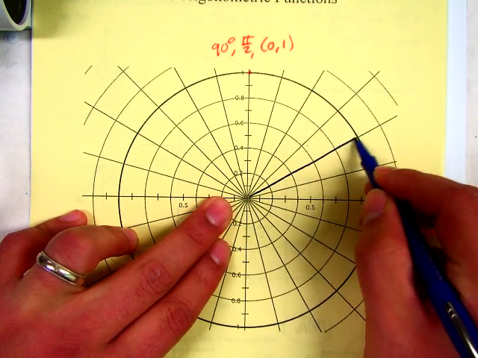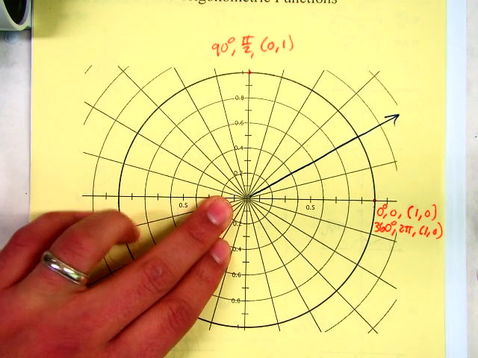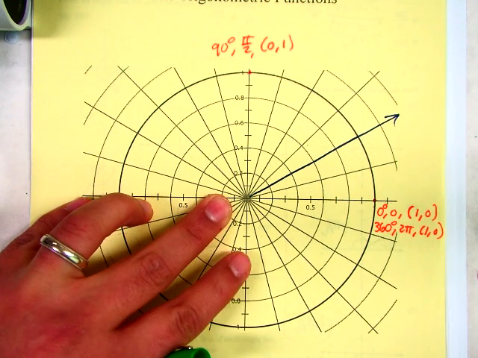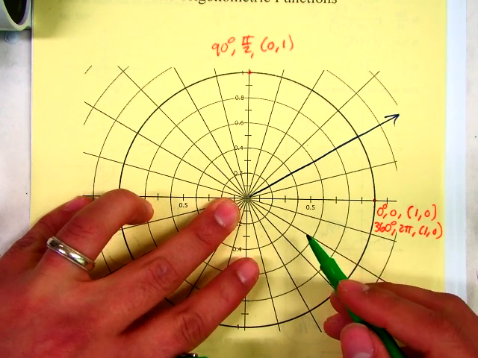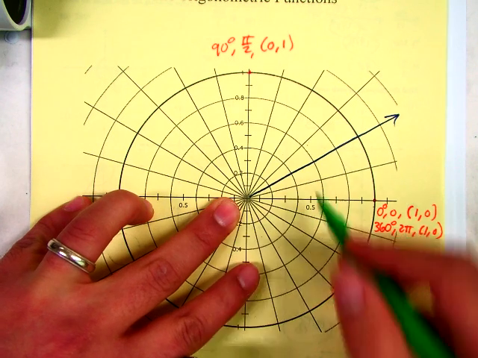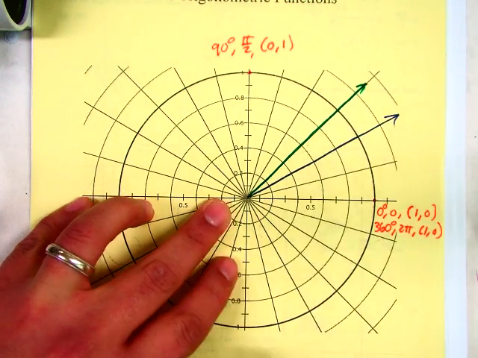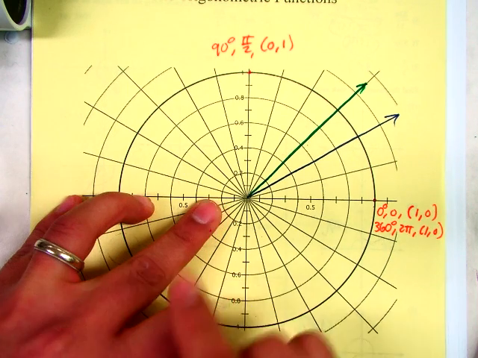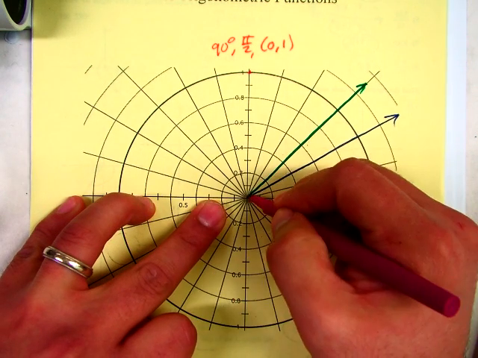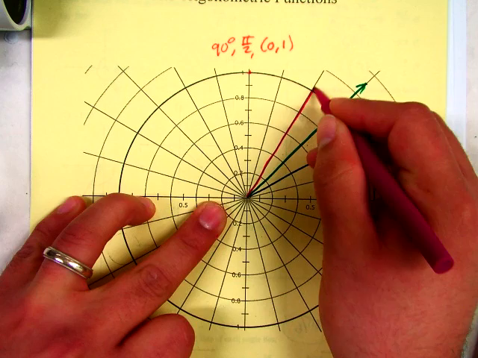Should we draw that one? Yep. And then I would use a different color. 45 would be which one? The next one over. It's just 15 more degrees. And then the next one, 15 degrees more, is 60 right here. All right.